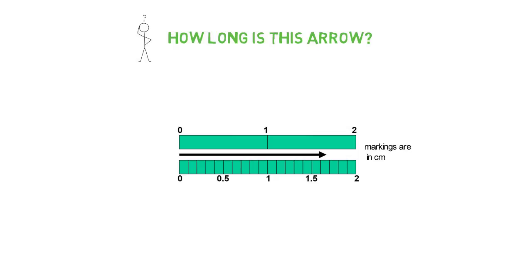You'll see that the ruler on the top only has markings in centimeters, and the ruler on the bottom is marked in centimeters, but there are designations for every 1/10 of a centimeter. Does that make a difference in how long this arrow is? Take some time and think about how long would the arrow be with the top ruler? How long would it be with the bottom ruler? Once you have a good answer, go ahead and play this video again.